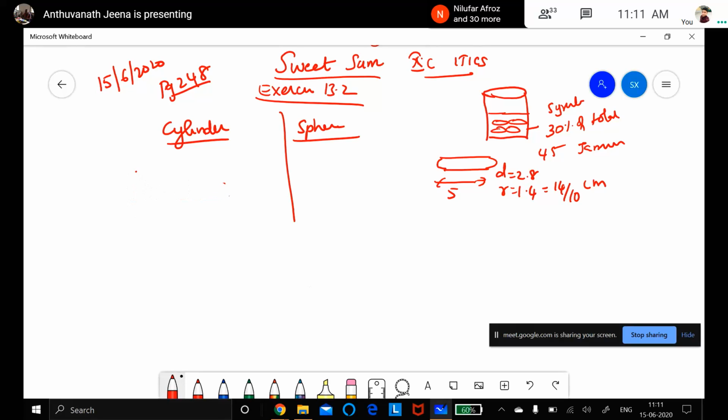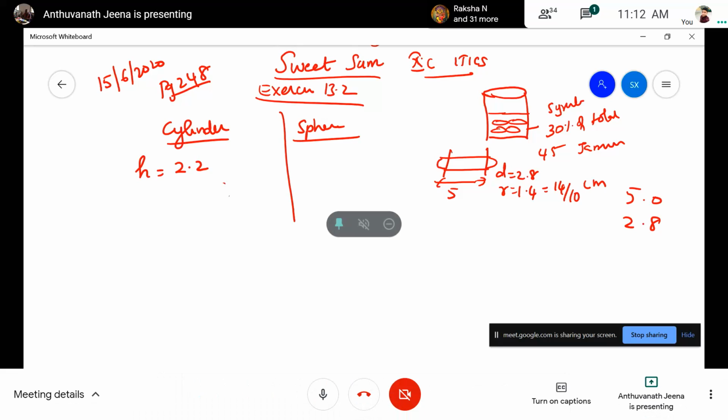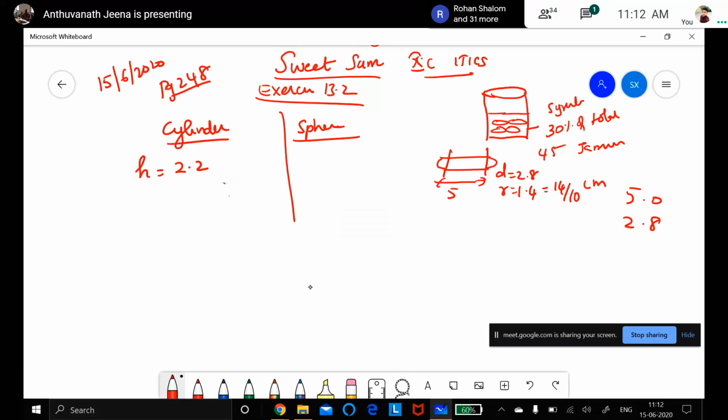So the height of this will be how much? 2.2, because you subtract 2.8 from 5. On this side one hemisphere, on that side one hemisphere, and two radii is the diameter. So I'm subtracting only the diameter. So I get 2.2.